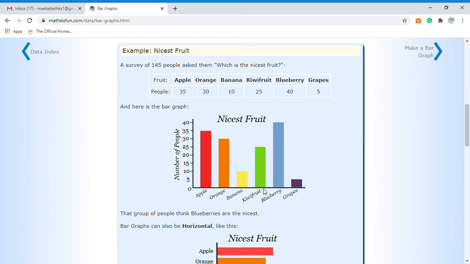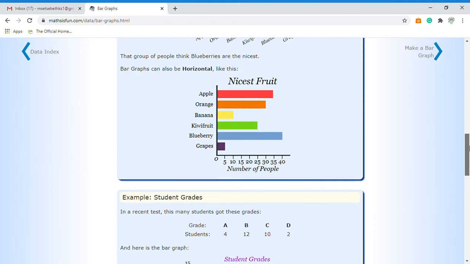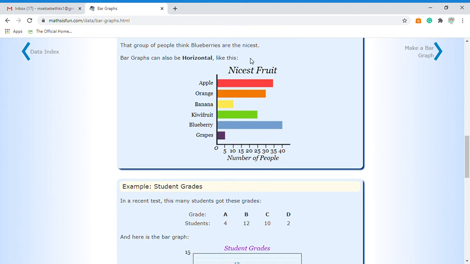25 people liked kiwi fruit, so the kiwi fruit bar goes up to 25. 40 people liked blueberry, so the blueberry goes up to 40. 5 people liked grapes, so grapes stay at the bottom with 5. They say that group of people think blueberries are the nicest.